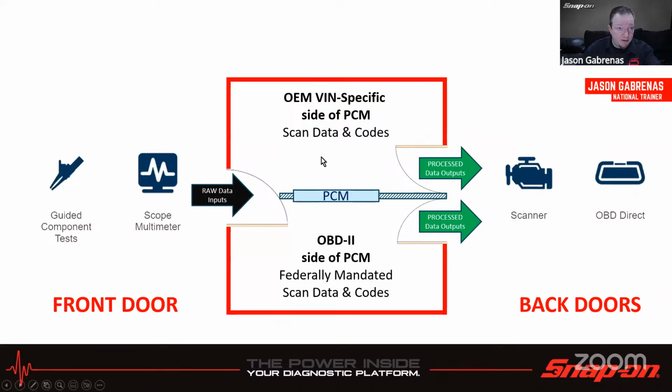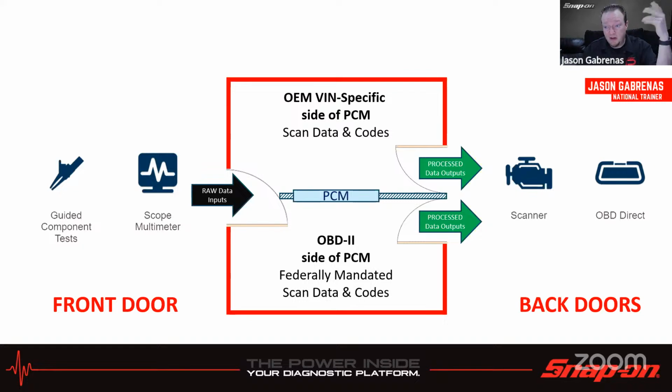Also inside this computer, not sure if you're aware, but there are different ways that the manufacturer processes these. We have the OBD2 side. Let's call it two different rooms, because it's a house, right? So the OBD2 room is going to be federally mandated scan data and codes. It's whatever the federal government says, hey, you have to have this information in there, and this is the threshold that it has to meet in order to set this code, et cetera, et cetera. There's all sorts of guidelines they have to follow. And then the VIN specific side is whatever the manufacturer decides it needs to be. So the threshold to set a code could be higher, could be lower.